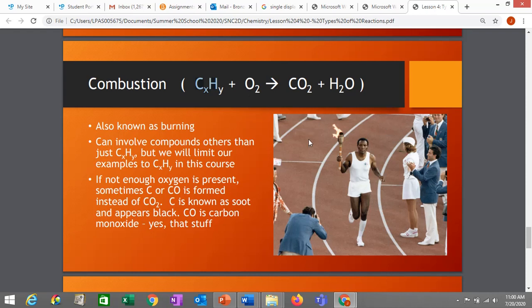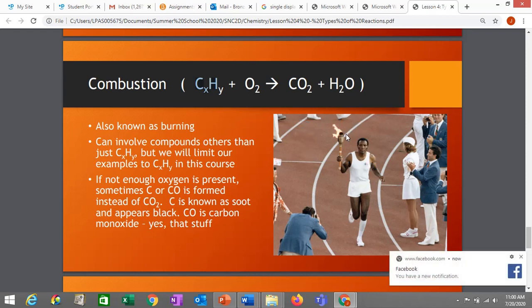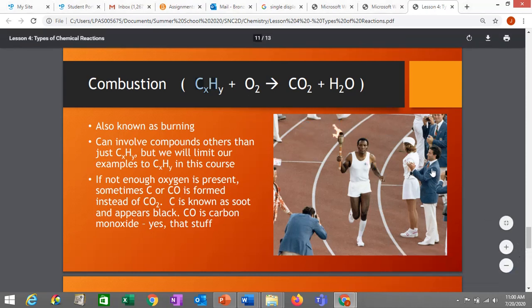And then as long as there's oxygen in the environment, and you have heat there, you can burn this. As long as there's oxygen and fuel still there, it will continue to burn. It will continue to produce CO2 and H2O.